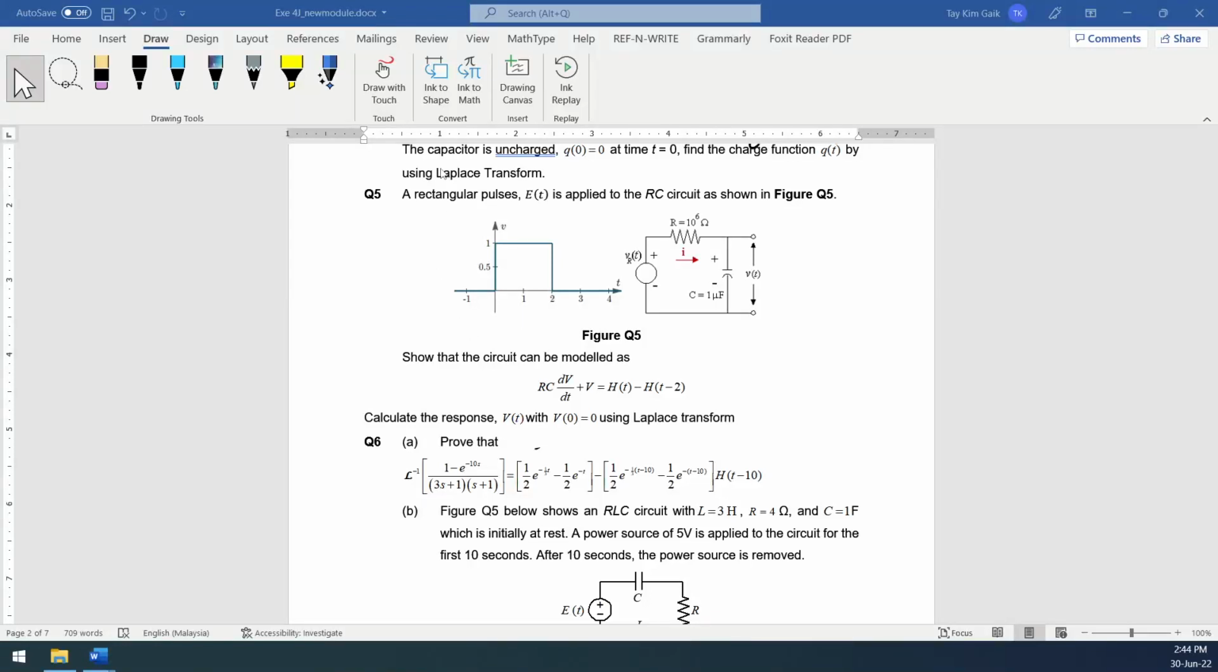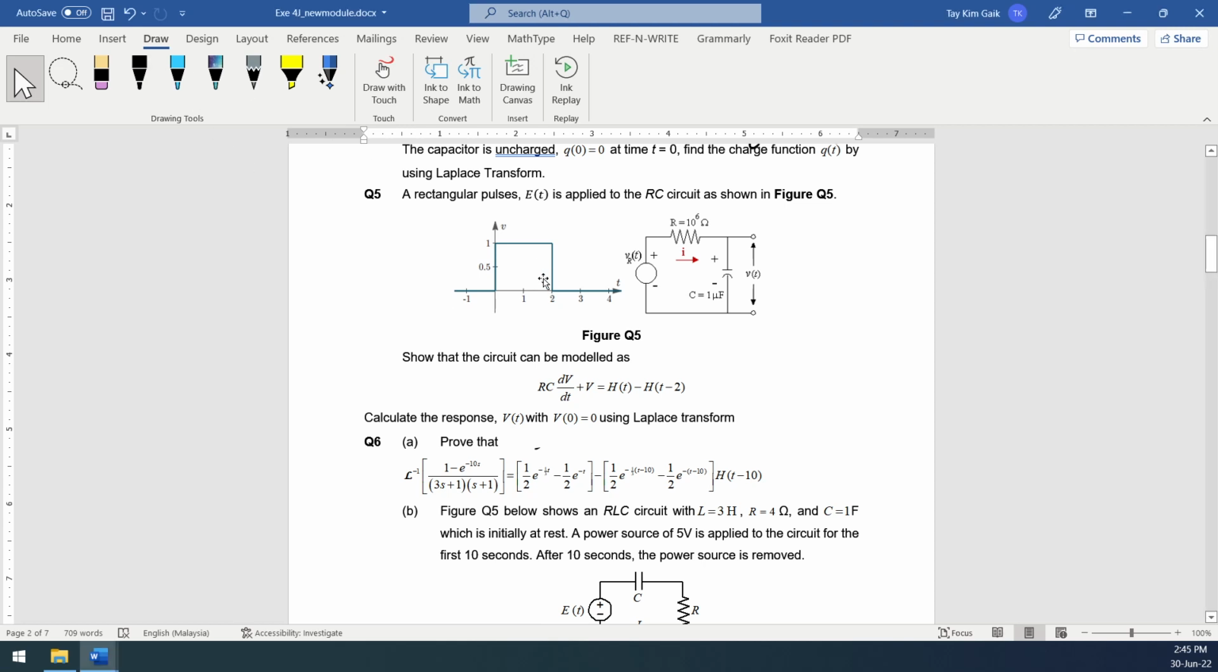Next, we are going to look at exercise 4J question 5. We have a rectangular pulse e(t) applied to the RC circuit. So this is a resistor, this is a capacitor. R is 10 to the power 6 ohm, C is 1 microfarad, as shown in figure Q5. Show that the circuit can be modeled as RC dV/dt plus V equal to h(t) minus h(t minus 2).